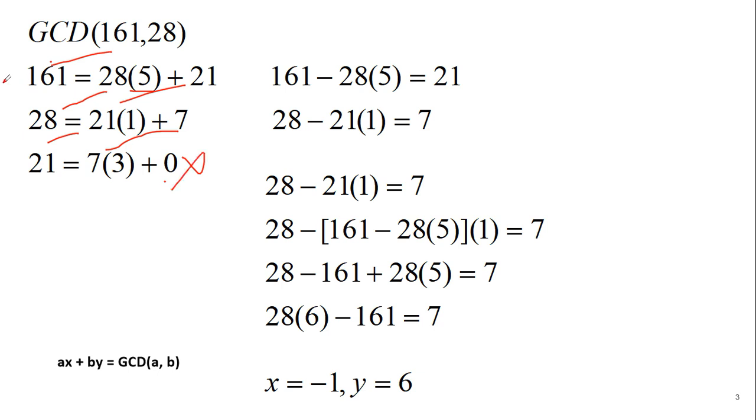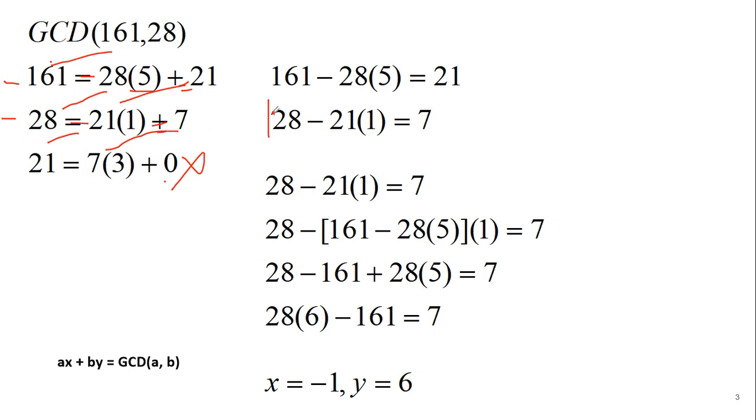When we are calculating the GCD, at the same time we are parallelly writing these lines. So 161 minus 28 into 5 is equal to 21, and 28 minus 21 is equal to 7. So we just rearrange these equations, keeping the minus and the equal to. Now we have to backtrack.